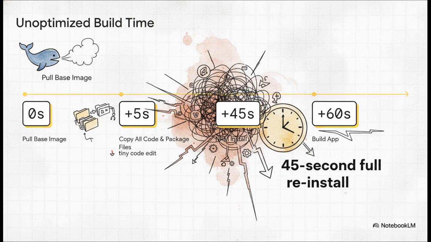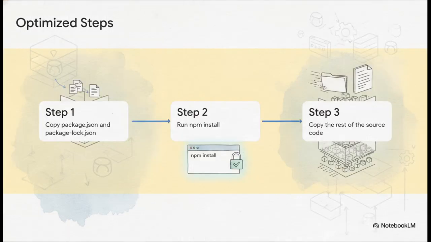If you change even one single character in your source code, Docker says, the copy all layer changed, and invalidates the cache for everything below it. So a tiny little code edit forces a slow, agonizing 45-second full reinstall of all your Node modules. Not fun. So the real trick here is that we must separate our steps to leverage that cache.